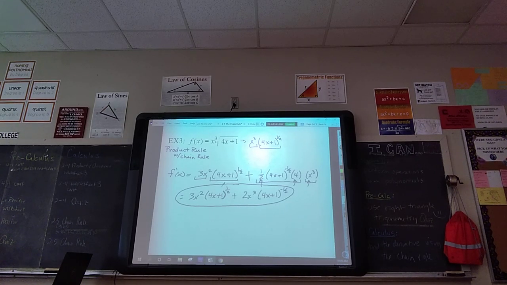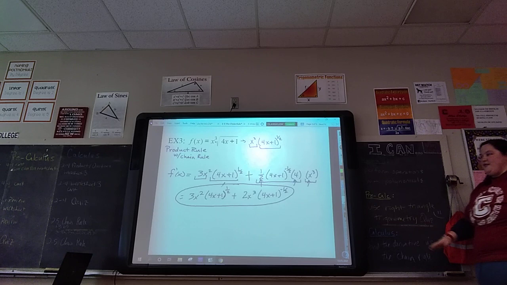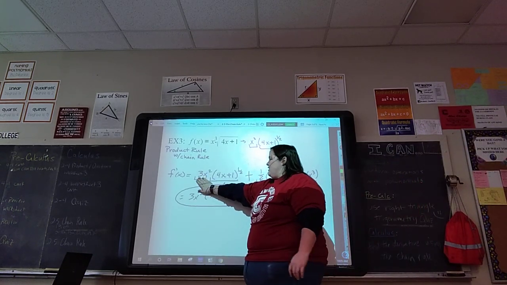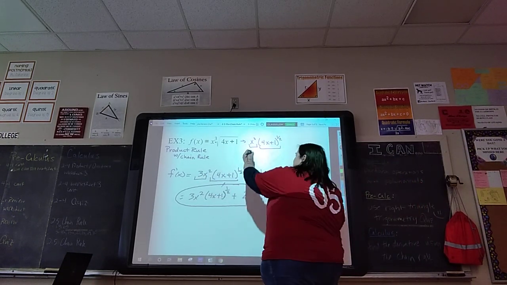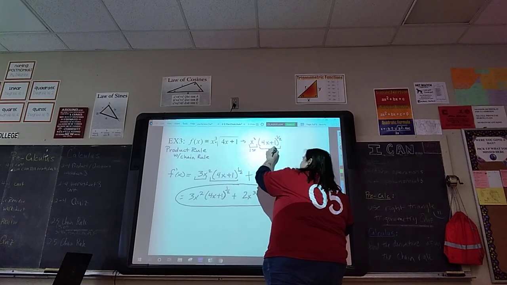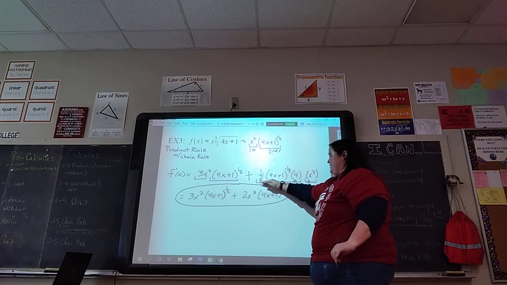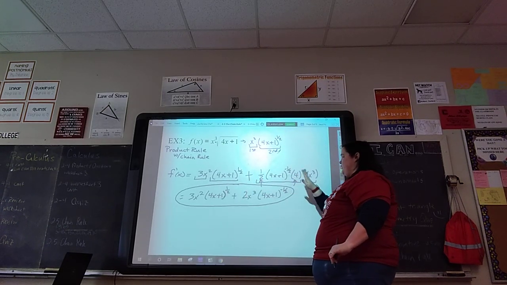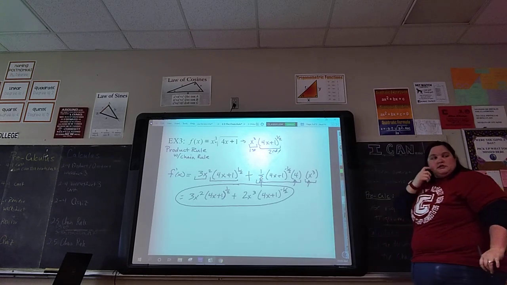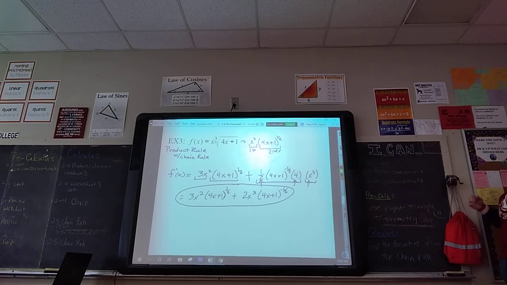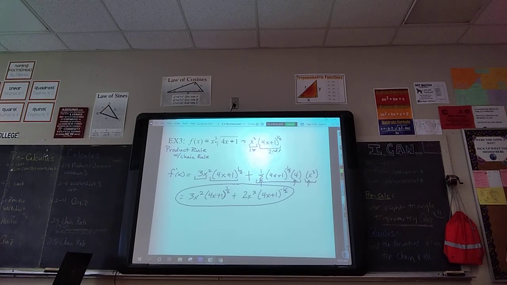Can you repeat that again? The derivative of the first, which is this. This is first, this is second. So the derivative of the first times the second as is, plus the derivative of the second, which is a chain rule, times the first as is. Derivative of first times second as is, plus derivative of second times first as is.